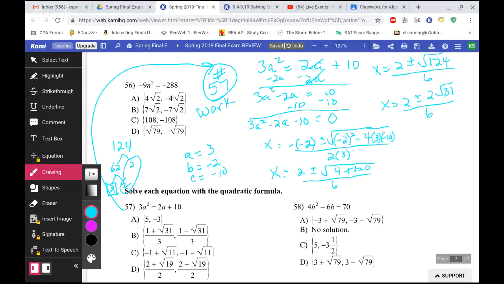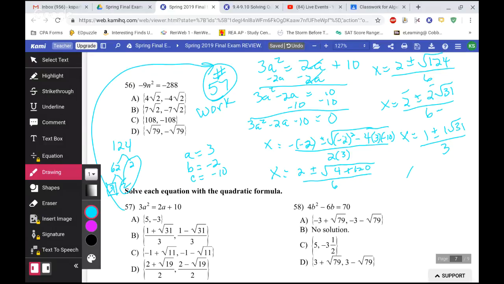All right, now we're going to reduce. What number goes into this 2, and this 6? Because remember, you cannot reduce the radical. It's almost like a variable. So 2 goes into 2 one time. You can write it. You don't have to. But I'm just showing that we've reduced. And 2 goes into 6 3 times.